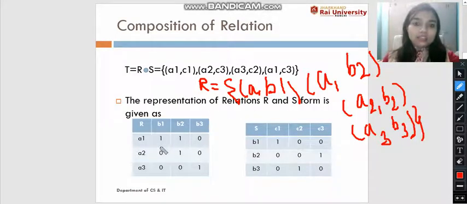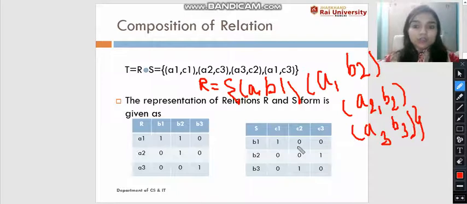So what we can see is that in A1 B1 we have kept the value 1. A1 B2 we have kept the value 1 because A1 B2 is present in R. A2 B2 is present in R, so I have made its value 1. Similarly A3 and B3 are also present in R, so its value is 1. All the rest are 0. Similarly, we can find S in the same way.